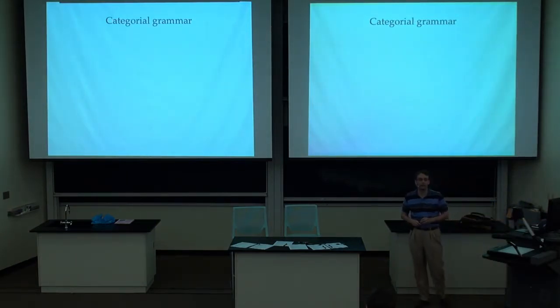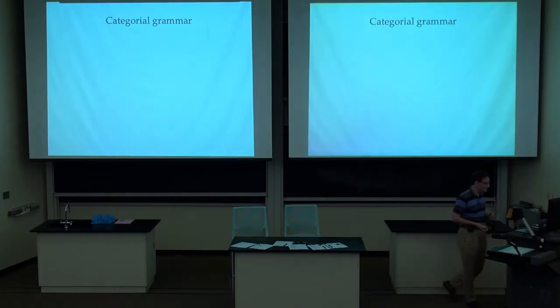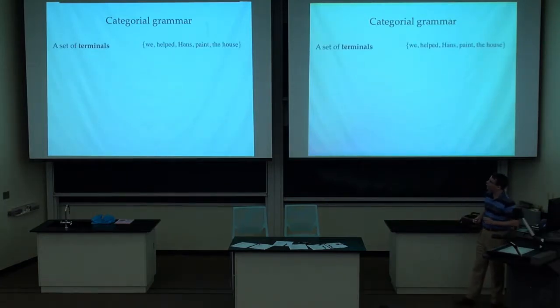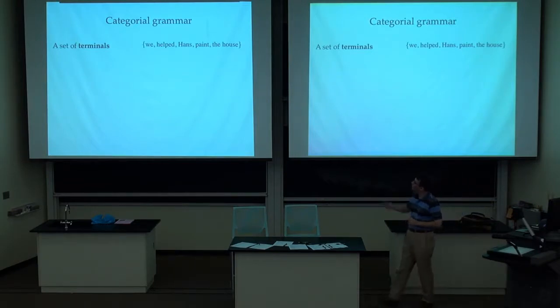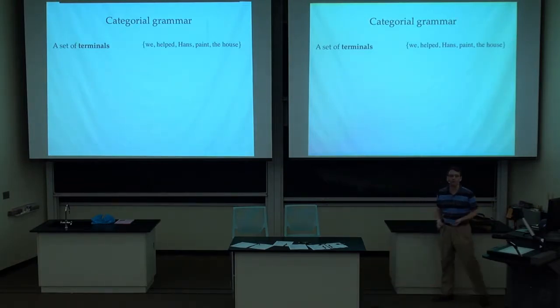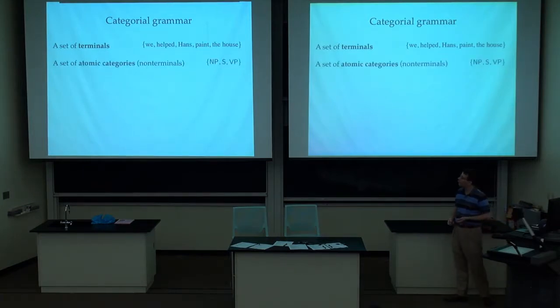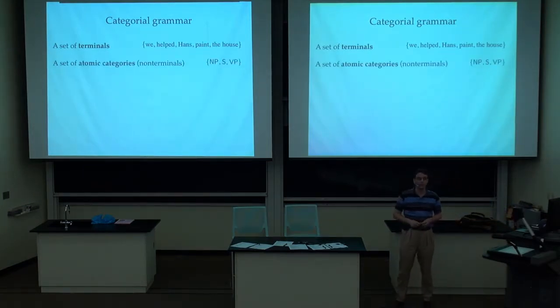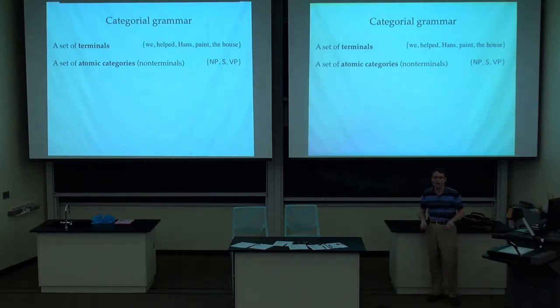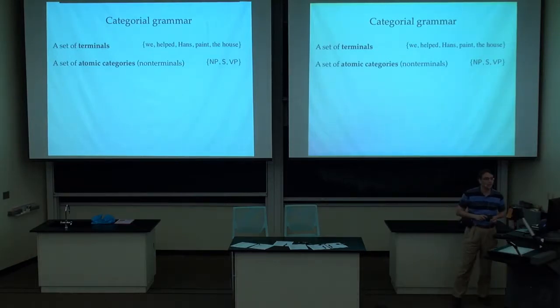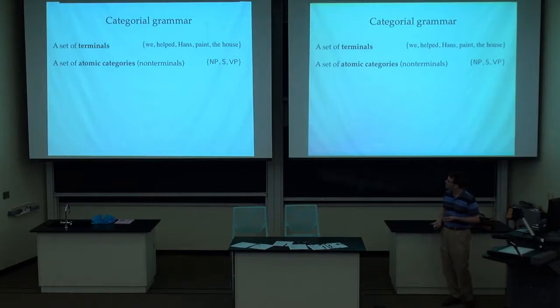Categorial grammar is the original formalism defined by Ajdukiewicz back in the 30s. And it looks very, very similar to context-free grammar. And I'll tell you just how similar it is in a couple of minutes. So a categorial grammar has a set of terminal symbols. You can think of these just as terminals in your context-free grammar. We've got a set of atomic categories, and you can think of these as non-terminal symbols, right? So these are non-terminal symbols in a context-free grammar. And in fact, they have names that look very much like the names of non-terminal symbols in your context-free grammar. There is, of course, a special start symbol.